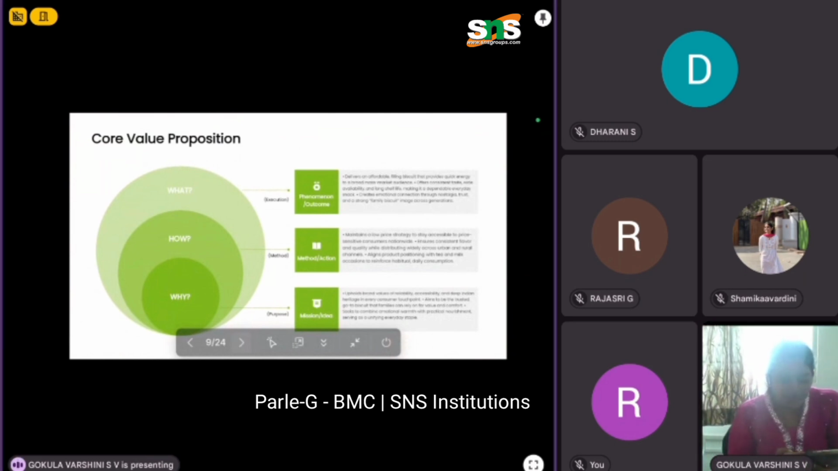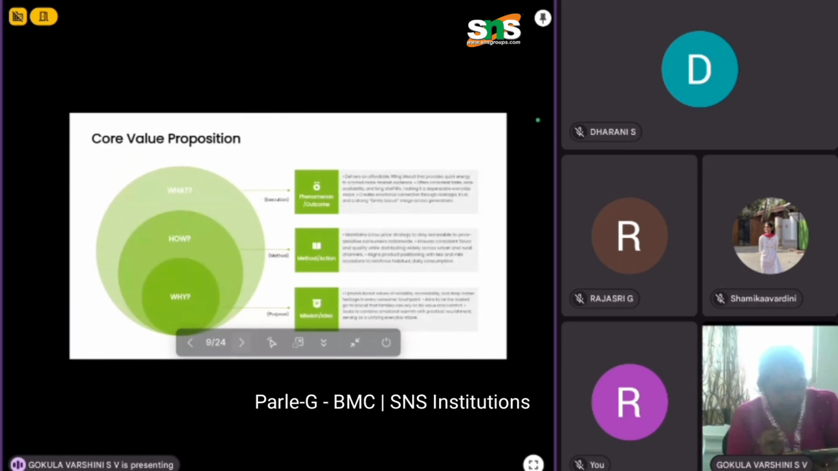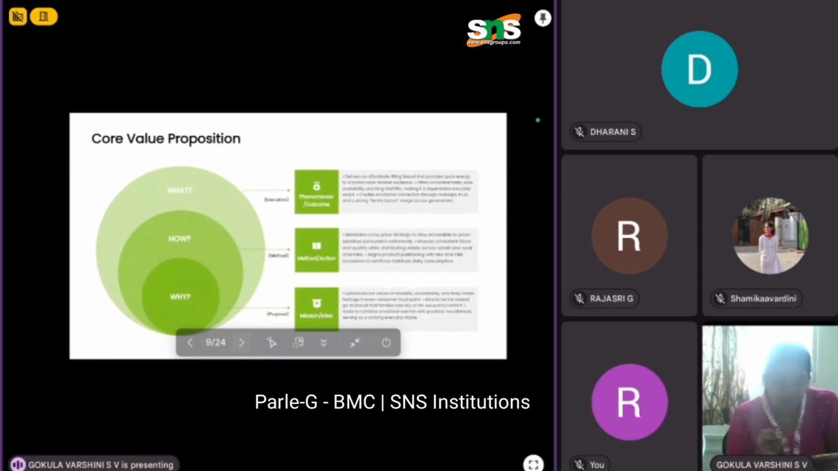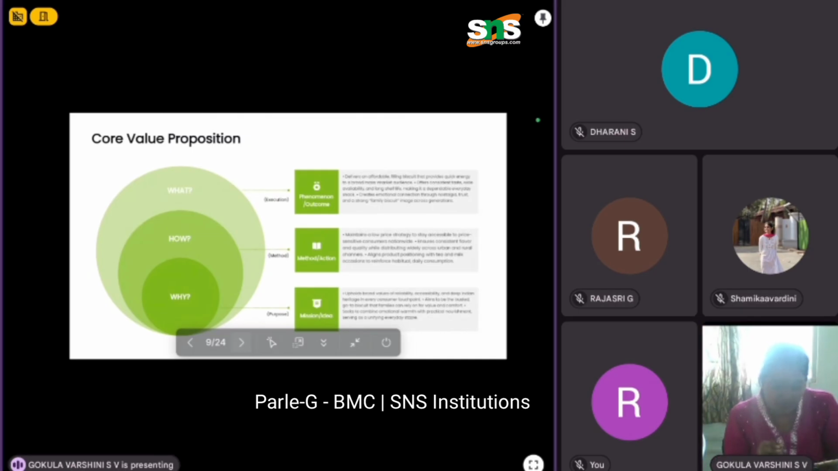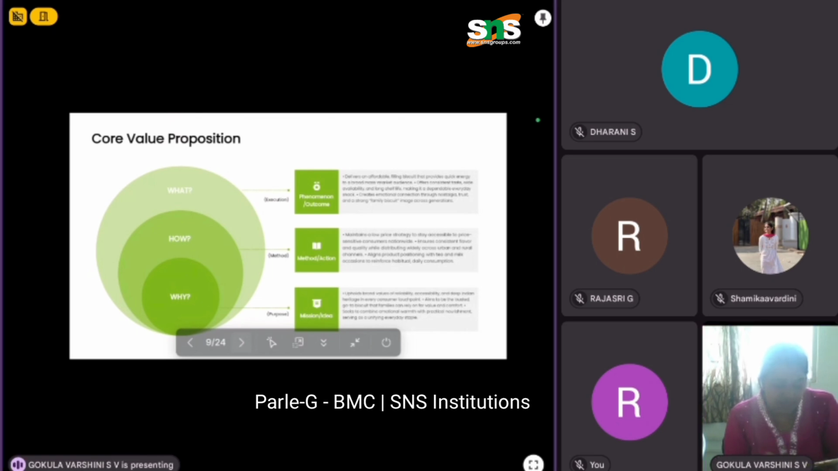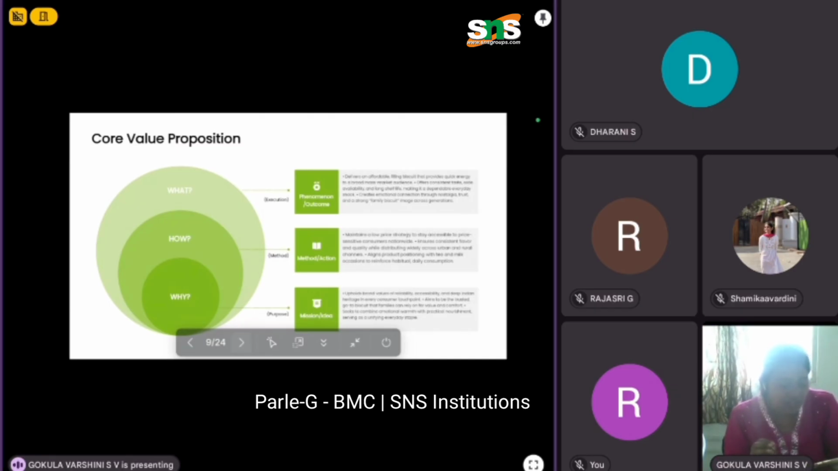Core value proposition delivers affordable filling biscuits that provide quick energy to a broad mass market audience. So that is the phenomenon or outcome of Parle-G. And also it maintains a low price strategy to stay accessible to price sensitive customers nationwide, and ensures consistent flavor and quality, while distributing widely across urban and rural channels. So this is the method and action. It answers the question how.